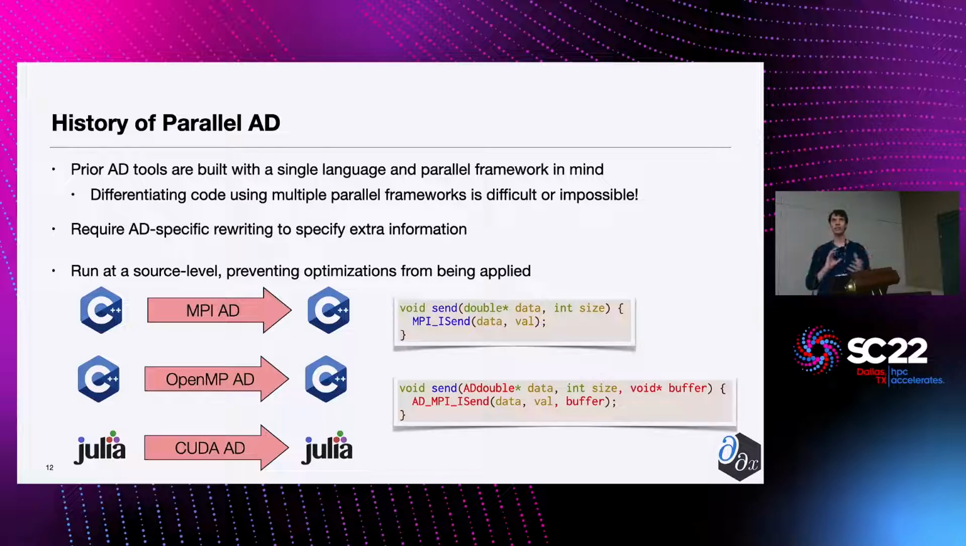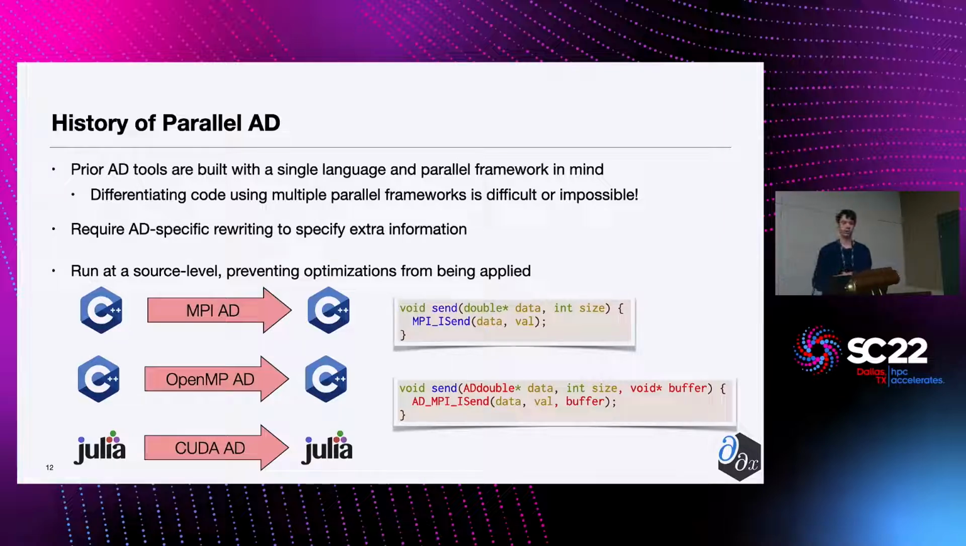As an example, inside of one of these MPI-style frameworks, I have this sample little code snippet on the right. If I wanted to enable it to work inside of an automatic differentiation context, I have to go find all my calls to an MPI send, and rewrite them to use this AD-specific MPI send. In particular, instead of passing in just a regular double, I have to pass in an AD-specific double, as well as an additional buffer. This means that if you want to apply automatic differentiation to a big code base, you actually have to do some fairly invasive rewriting.